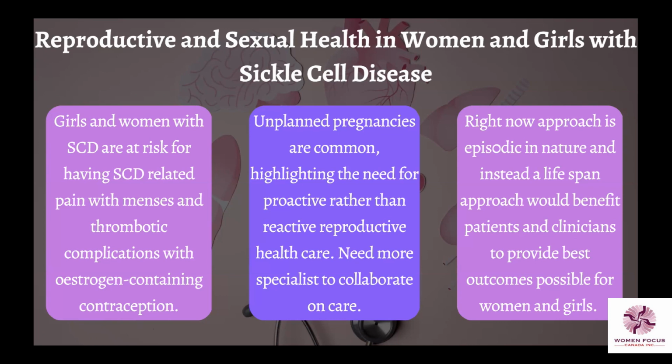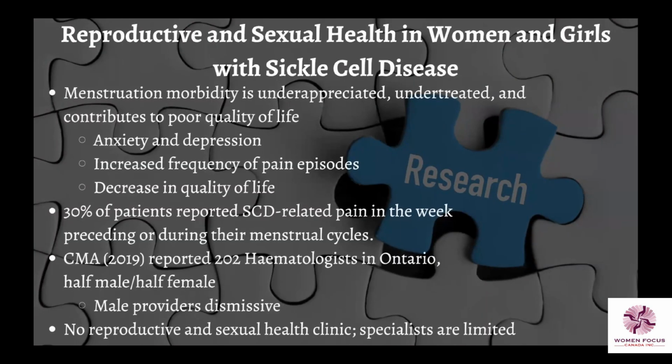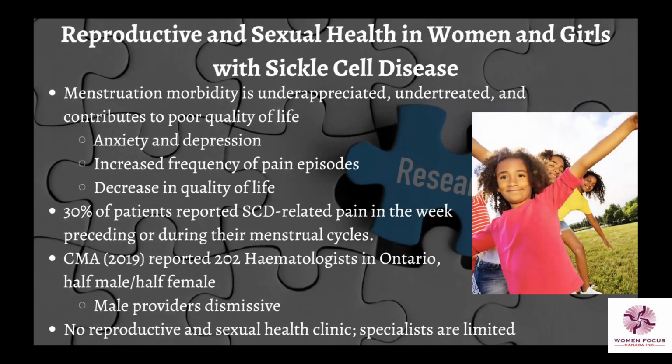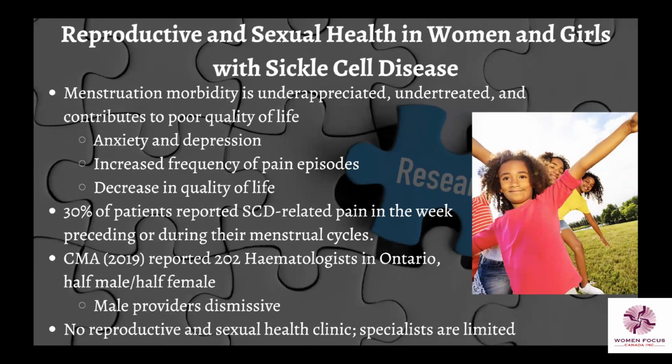Unplanned pregnancies are common, highlighting the need for proactive rather than reactive reproductive health care. We need more specialists to collaborate on care. We need more information. We just need more focus. Right now, the approach is very much episodic instead of a lifespan approach, which would really benefit our patients, especially women and girls. Okay, so I will move past this, but just to know, menstruation morbidity is, again, underappreciated and undertreated.